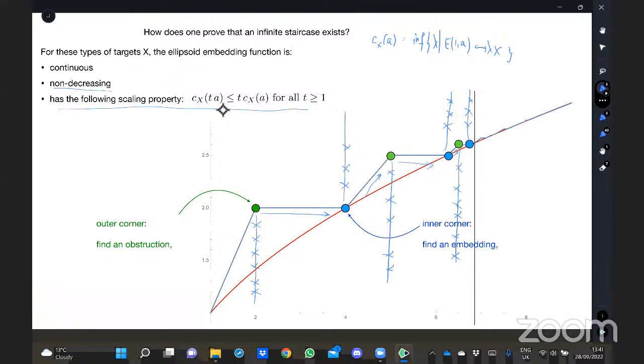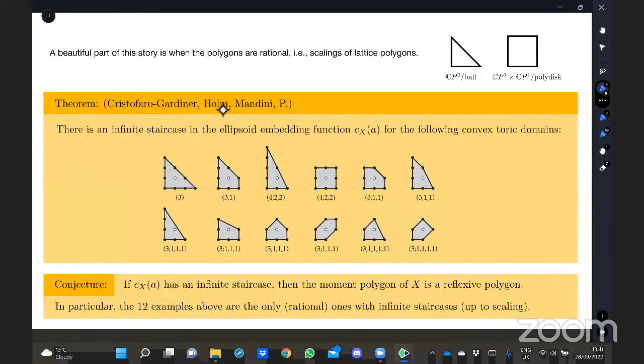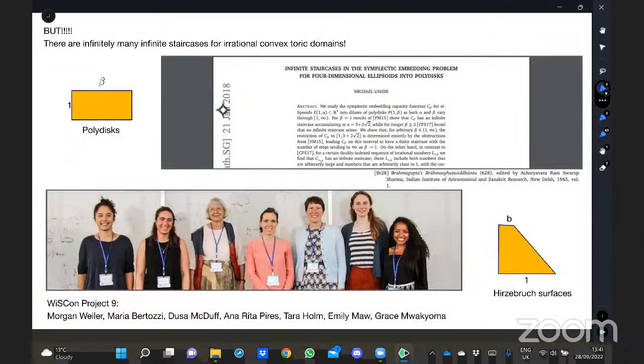All right, so okay, that's just reviewing that slide. That's the exact same slide. All right, so this is all talking about rational lattice polygons, what we call rational convex toric domains.